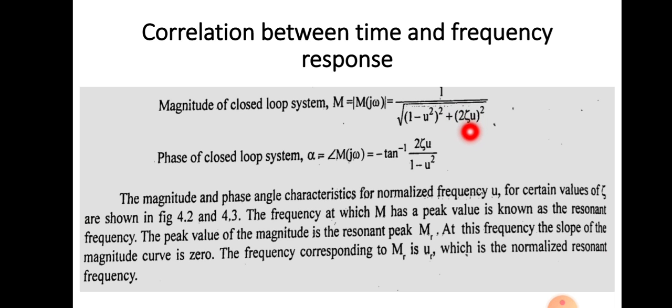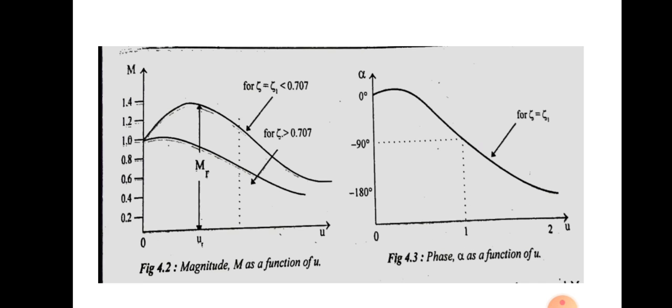So here we are taking two conditions and we got two cases. In the first case, you can see that for epsilon less than 0.707 there is a resonant peak occurring here. The corresponding frequency is the resonant frequency, represented as UR. In the second case there is no resonant peak like the previous one; the maximum value is 1 and then it decreases. Similarly in the first case, the resonant peak occurs here and then it decreases like this.